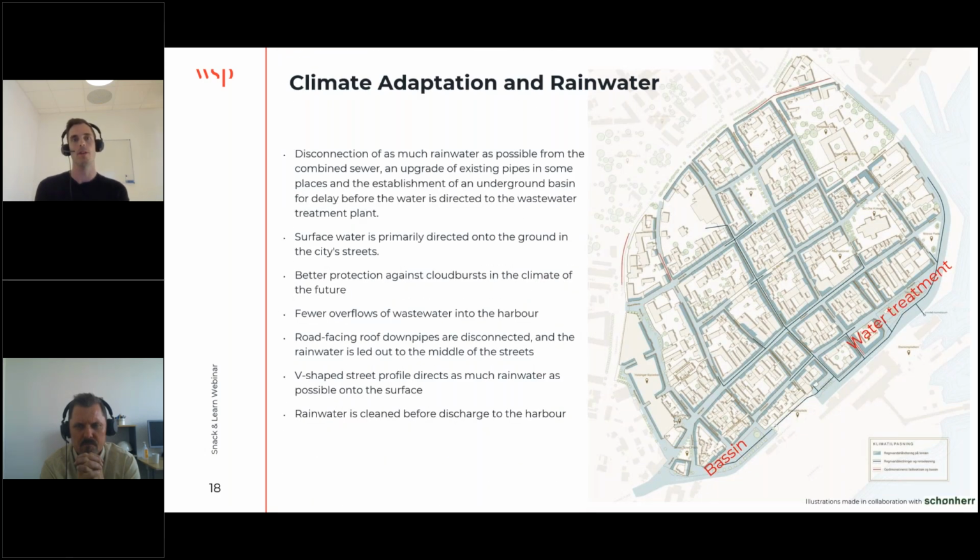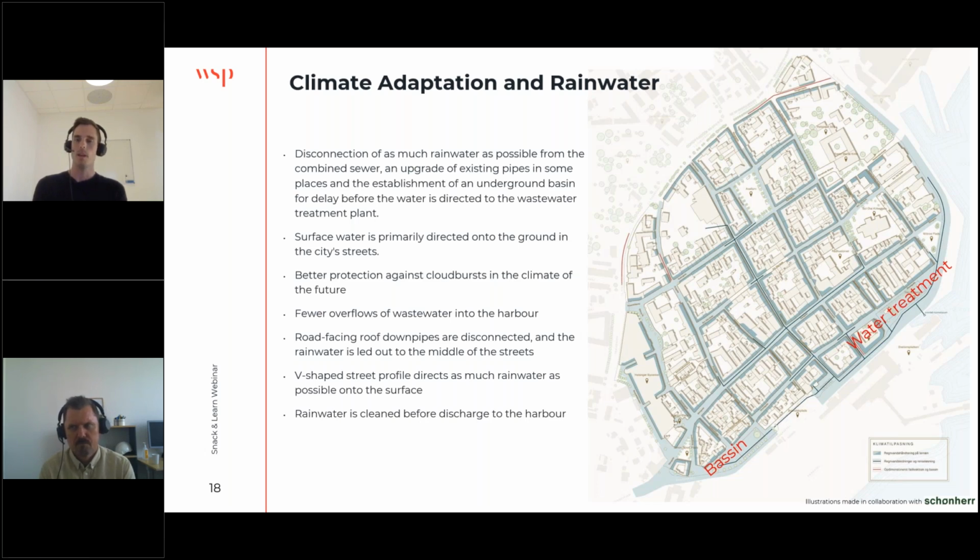So if we dig a little bit into the climate adaptation part of the project, here you see the project area for that is all the blue areas on the map. So it's all the streets and the parts of the roofs that are facing the streets. So instead of letting all the water go down to the combined sewer underground, we are discharging it out onto the streets. And we're changing the profile of the streets into a V profile. So we're making the streets work like open sewers for rainwater.